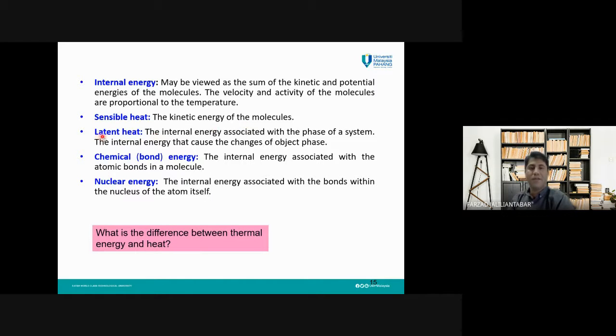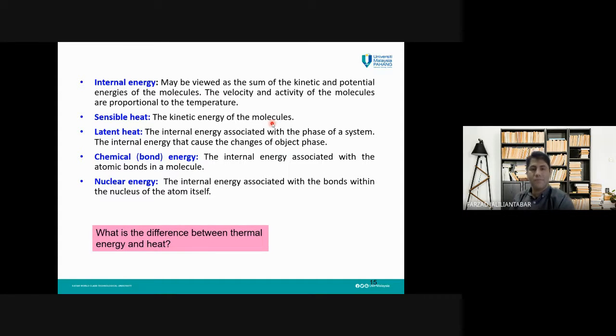The other definition, which is also really important, is latent heat: the internal energy associated with the phase of the system. If you remember, we have different phases for a substance or system, for example solid, liquid, and gas. When the phase of the substance is changing, that substance may absorb or release a huge amount of energy. That amount of thermal energy absorbed or released during the phase change process is called latent heat.